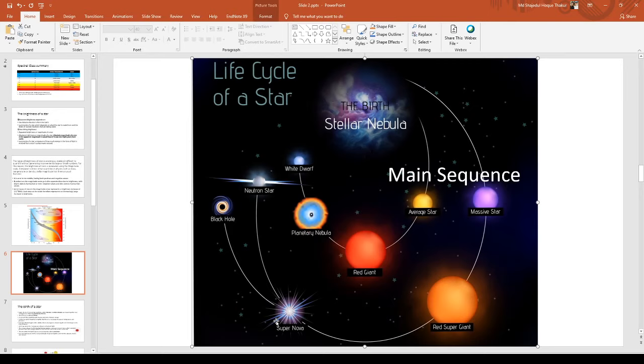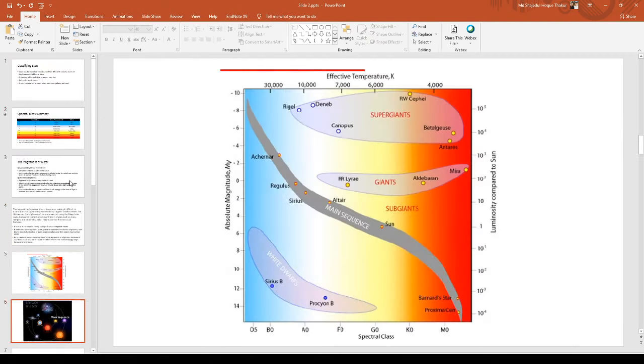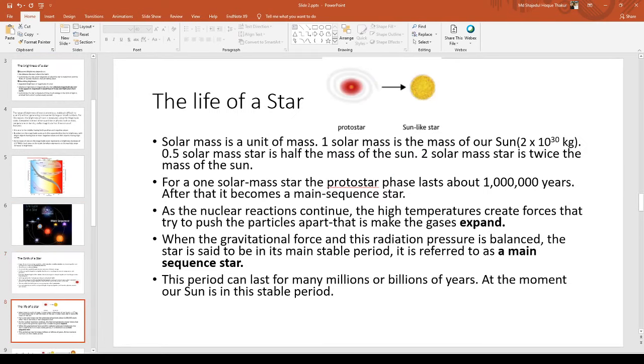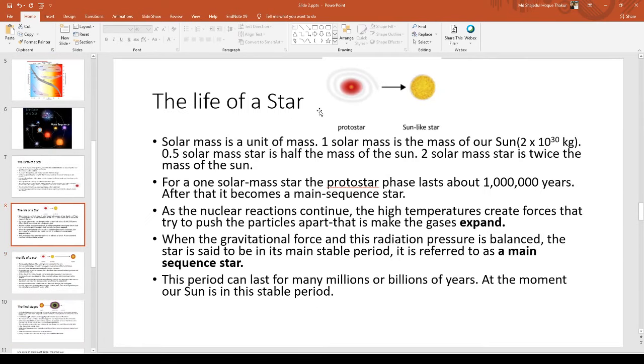Protostar. Protostar is in between the nebula and the main sequence. In between nebula and main sequence is the protostar phase. It's this one. If you look at this diagram, you'll remember.